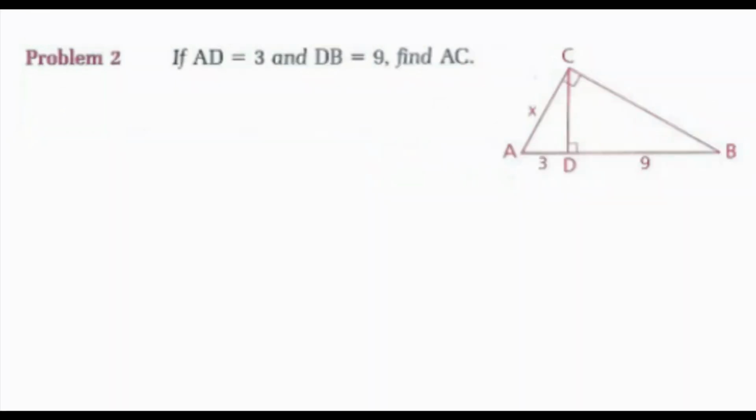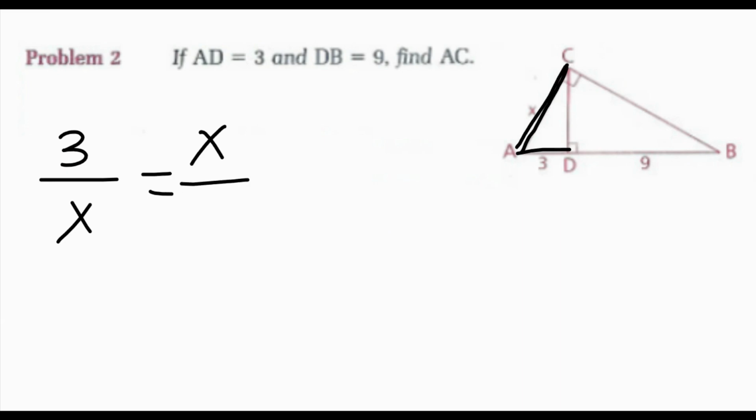Looking at problem 2, we have if AD equals 3 and DB equals 9, find AC. So here I'm going to set up a proportion. AD is my short side, so that's 3 over x, which is the hypotenuse. So I have short side over hypotenuse of my small triangle. That's going to be equal to the short side of my largest triangle, which is x here, and then the hypotenuse of my large triangle, which is AB, which is 3 and 9, which makes 12.